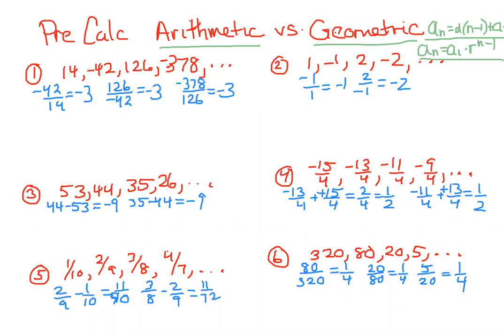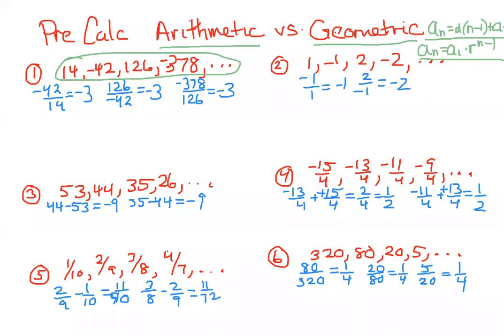First thing, when you're looking at a sequence, if it's going up very quickly or going down very quickly, then I would check geometric first. If it's going back and forth between positive and negative, then it has to be geometric or neither. It cannot be arithmetic. So I took negative 42 divided by 14.